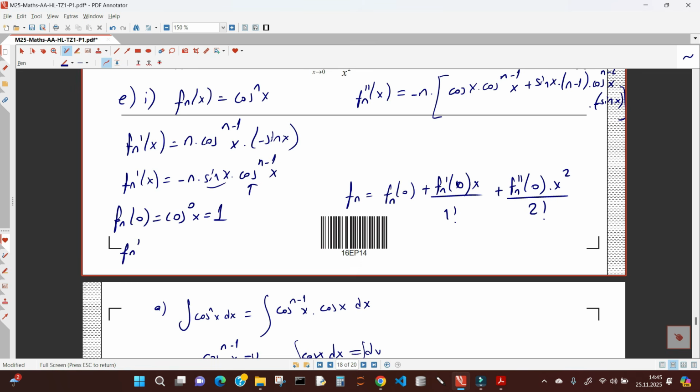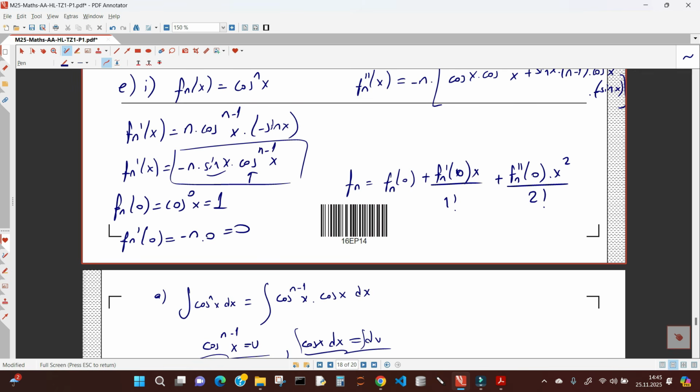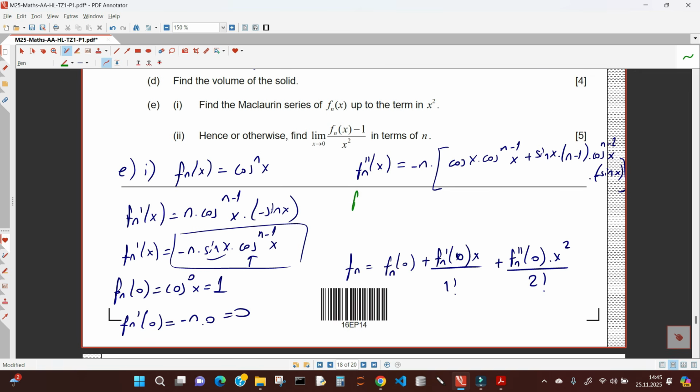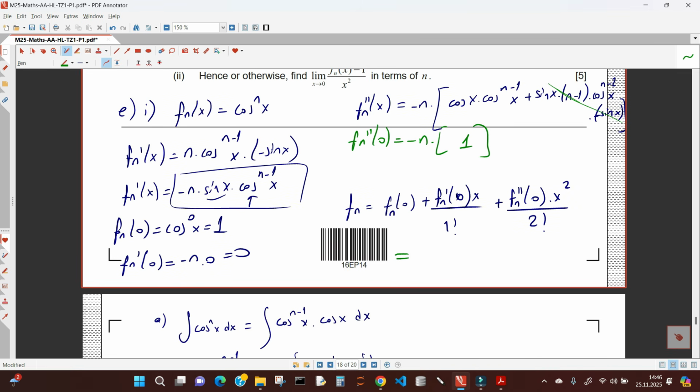And at the first derivative at the point 0, you check this expression, and it's going to be 0 because of the sine. We are substituting 0 for x, so it's minus n, but because of sine, it's 0. So we found the first derivative at the point, and for the second derivative, when you substitute 0, here it's going to be 1, and here it's going to be 0, right? In this case, we can now write the solution. It will be 1 plus 0 minus n times x squared over 2.